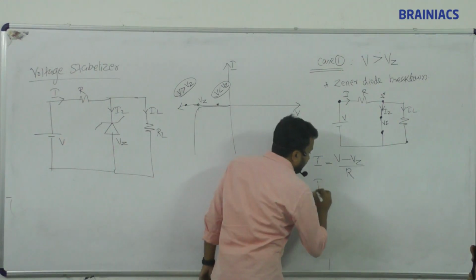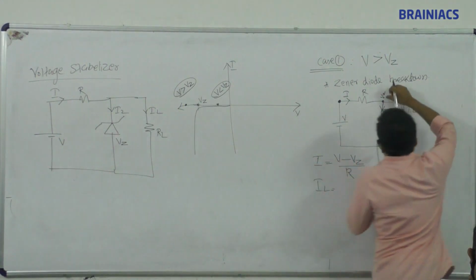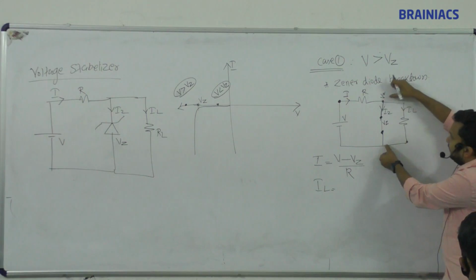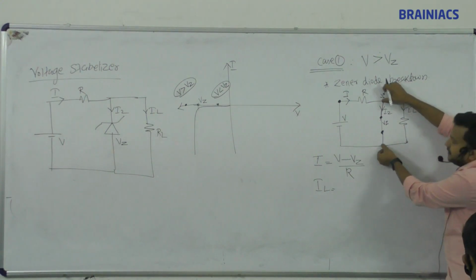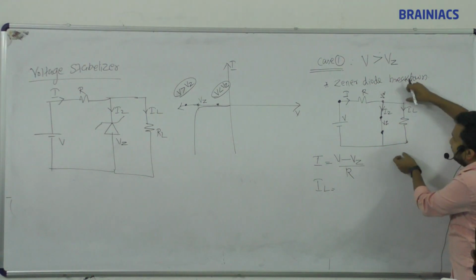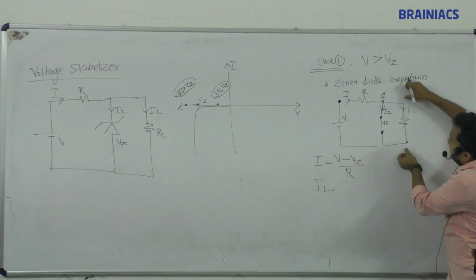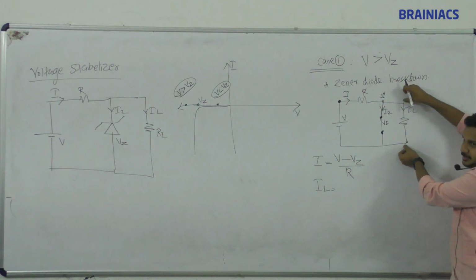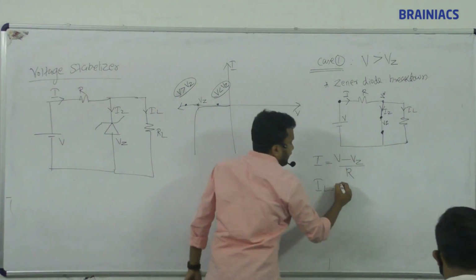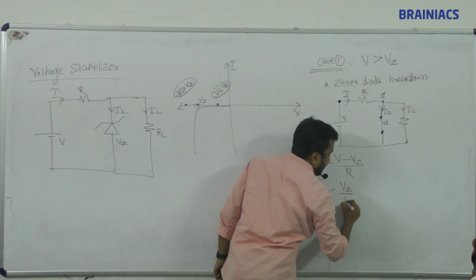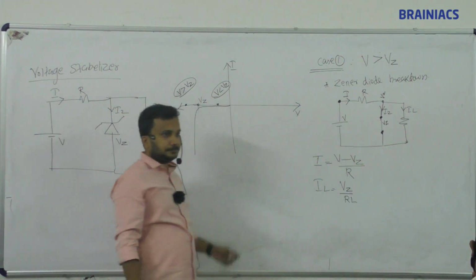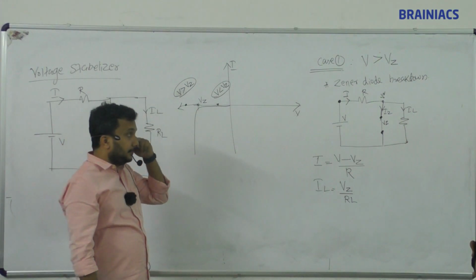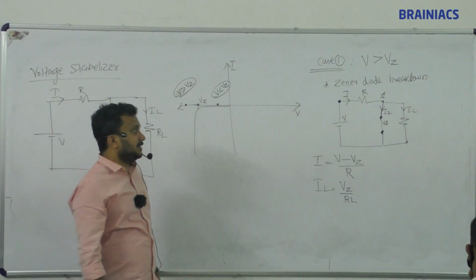What is the load current? What is the voltage here? Vz. The same voltage will be here, because it is a parallel connection, and in parallel connections voltages are the same. Vz here, Vz here. So IL equals Vz divided by RL.